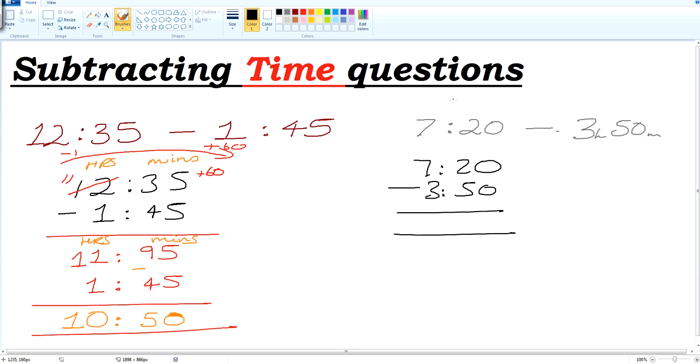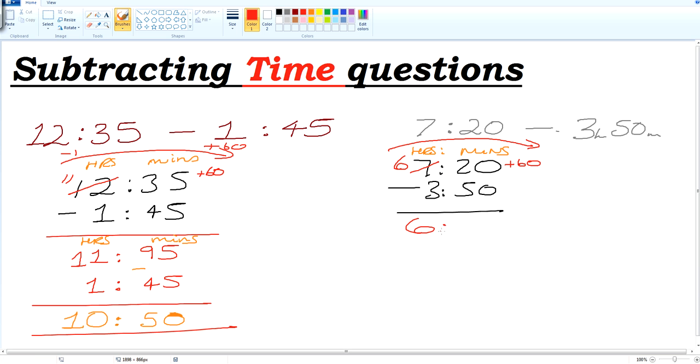Now let's put the hours. Remember, hours are separate and the minutes are separate. So we have 20 minutes minus 50. Can we do 20 minus 50? No. So we go down to the hours and we borrow 1 hour from the 7 hours. That becomes 6. And as we come over to the minutes, we add how much here? 60. Let's rewrite the question.